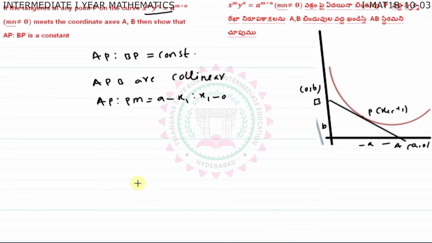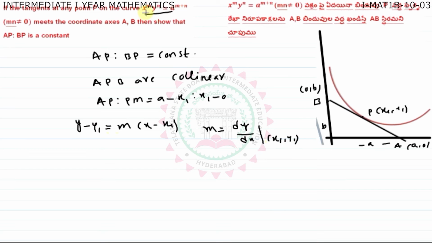First, find the equation of the tangent. Already you know the formula. Equation of the tangent is y minus y1 is equal to m into x minus x1, where m is equal to dy by dx at x1.